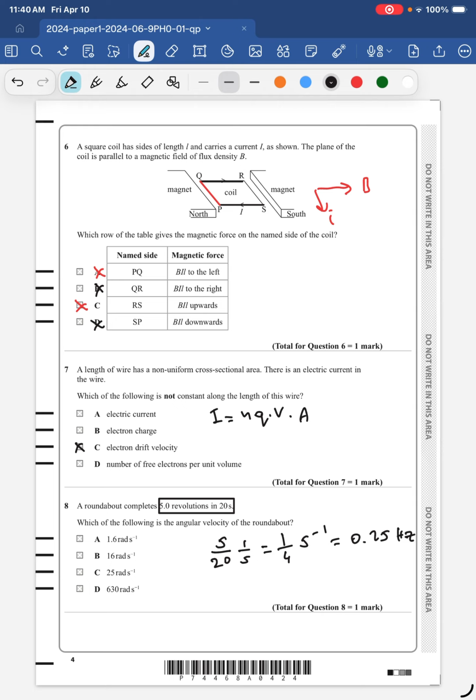Okay, so when you read in a sentence 5 revolutions in 30 seconds, 20 seconds, 5 minutes, whatever, that's a frequency. Okay, but we are asked about the angular velocity, so we have to use omega is 2 pi times the frequency, and this yields 1 over 5 pi radians per second, which is close to 1.6, which is option A. So rads per second.